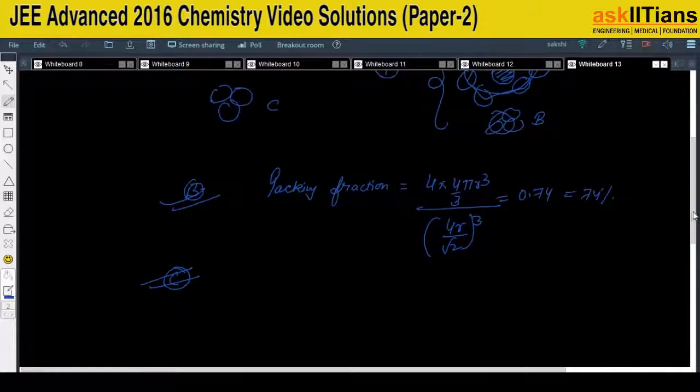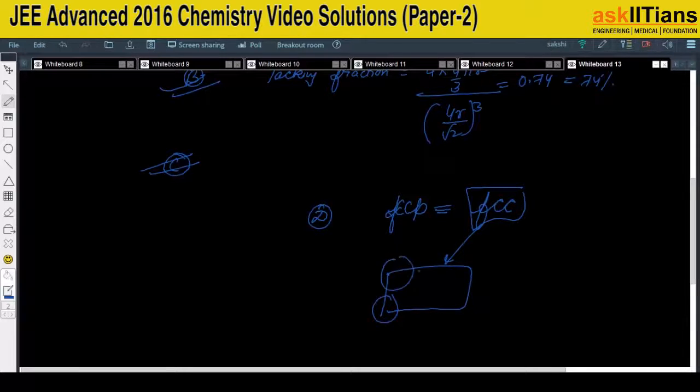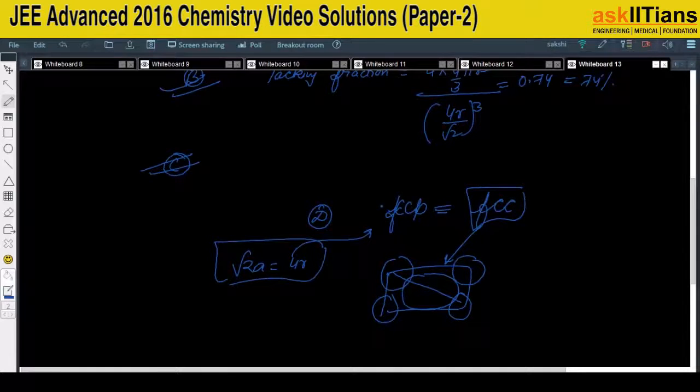And if I come over to option number D, this is again good, because CCP you can correlate to FCC, and for FCC you know that this is face centered cubic unit cell. So the atom at the center will be touching all the 4 corners, but all the 4 corners will not be touching each other. So I can say √2a is equal to 4r, and this is what will go for FCC as well as CCP. So for this question, A was wrong, B, C, D are the correct options.